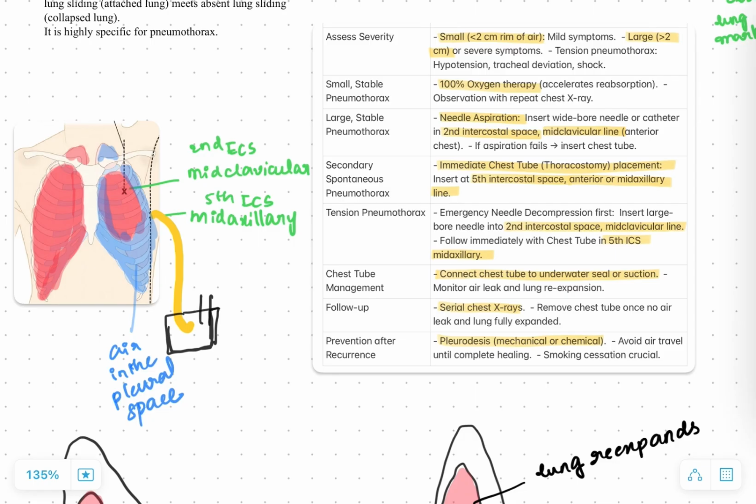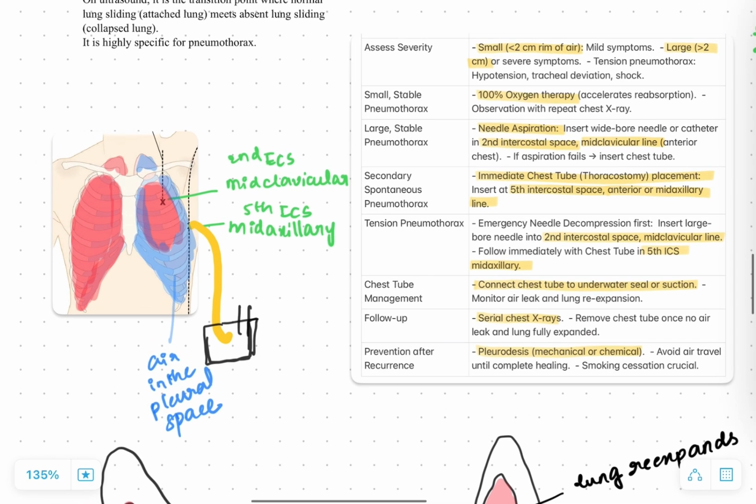If it is a large but stable pneumothorax, then needle aspiration: we will insert a wide bore needle or a catheter in the second intercostal space, mid-clavicular line. So here we can see the second intercostal space, mid-clavicular line. We will do a needle aspiration, and if the aspiration fails, we have to insert the chest tube.